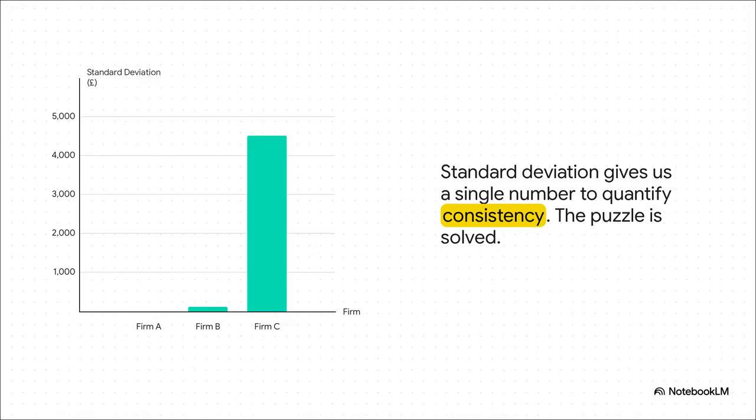When we run the numbers, the standard deviation for Firm A is 0. Perfect consistency. For Firm B, it's a nice small number, telling us it's very stable. And for Firm C, it's a huge number, giving us a concrete value for the chaos we saw in the data. The puzzle is solved. We now have one powerful number that truly describes the stability of each company.